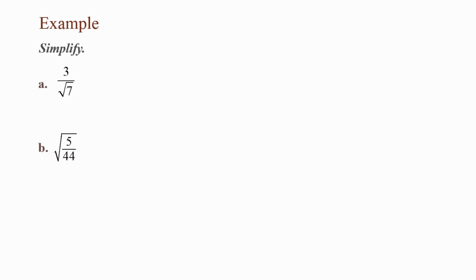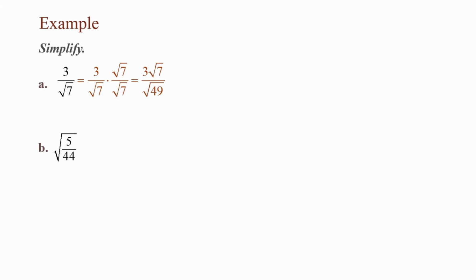In this example, we want to simplify the following. Part A is 3 divided by the square root of 7. So we want to multiply the square root of 7 by something that will give me a perfect square. When I'm multiplying by the square root of 7 divided by the square root of 7, I'm really multiplying by 1. I chose the square root of 7 because when I multiply it by the square root of 7, I should get the square root of 49.